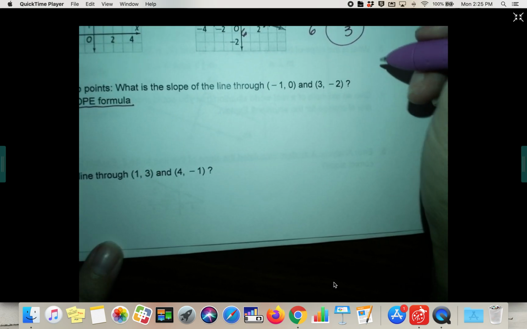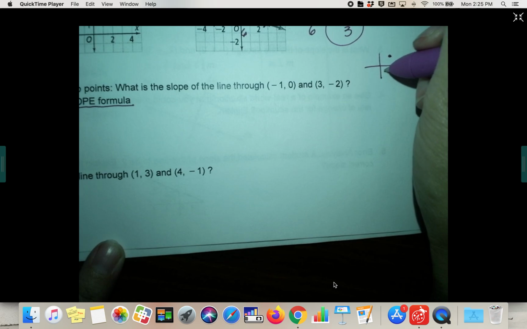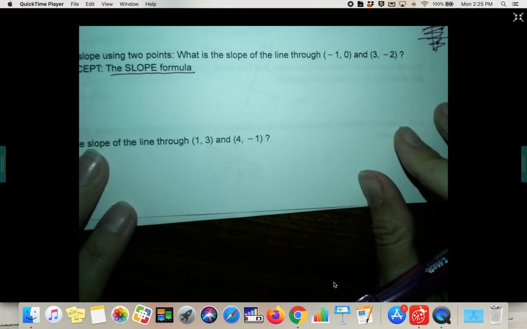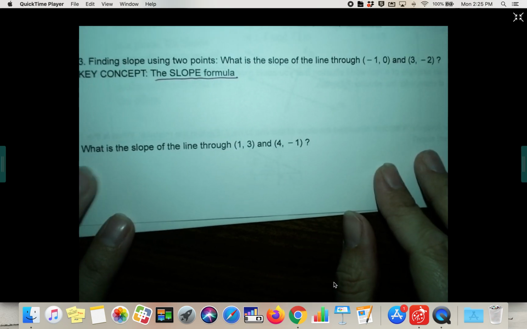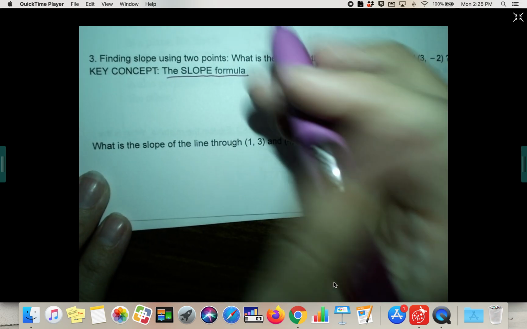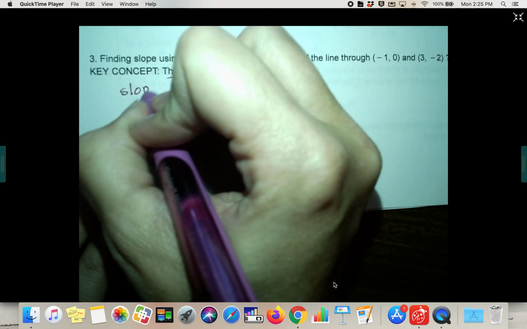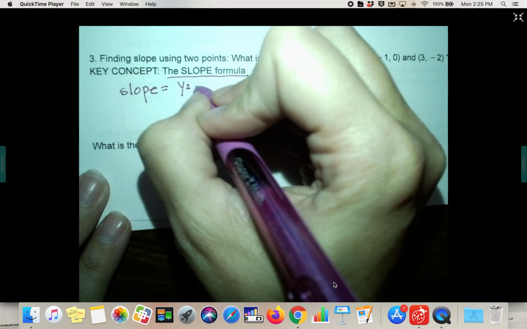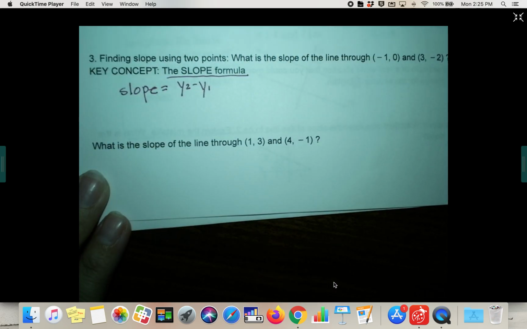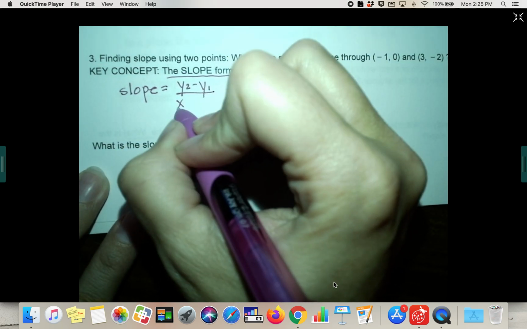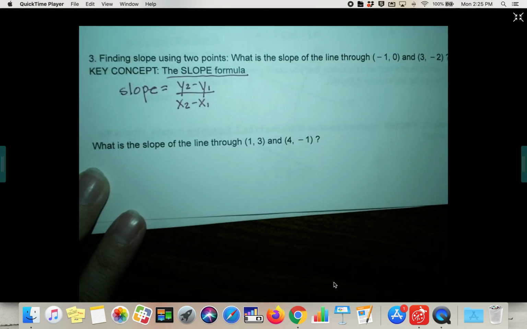Well, a lot of people might say, give me a graph so I can put the dots so I can count rise over run. Well, I'm not giving you the graphs. So in order to do this, you need to know the slope formula. And the slope formula is y2 minus y1 divided by x2 minus x1.